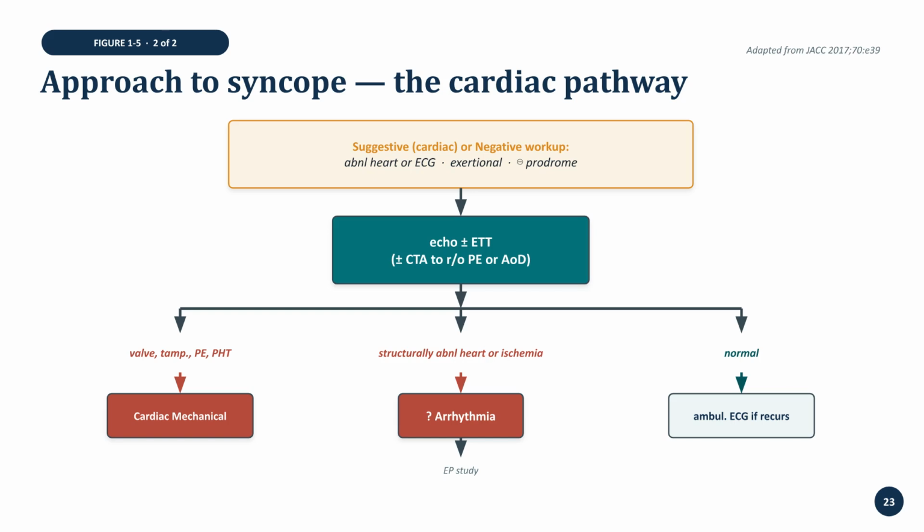The cardiac pathway is critical. If your initial workup is negative, but the clinical picture is concerning, like exertional syncope, prioritize an urgent echocardiogram. The echo will categorize the patient's mechanical heart health. If it's normal, focus on ambulatory monitoring to capture any occult arrhythmias. This step-by-step approach helps ensure you don't miss life-threatening pathologies.